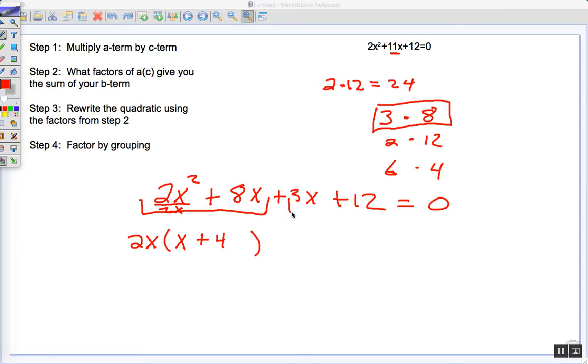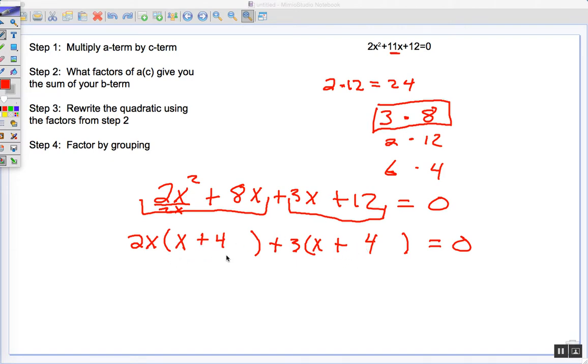And now I'm going to focus on this side. So what's common to 3x and 12? 3. And that leaves me with, so I factored out a 3, so 3x divided by 3 is x. And 12 divided by 3 is 4. So now, notice how these are both the same values here, x plus 4, x plus 4. It's not a coincidence. If you are able to factor by grouping, this will happen each and every time. So if this doesn't happen, you know you've made a mistake.